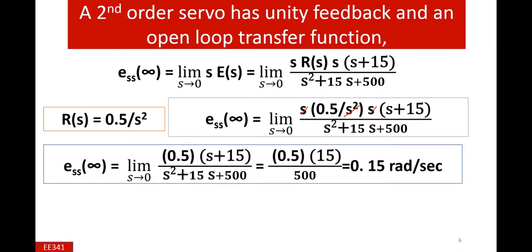If we apply the limit as s approaches 0 due to the final value theorem, the s in the denominator and numerator terms equal 0, so finally we find the error is 0.15 radian per second.